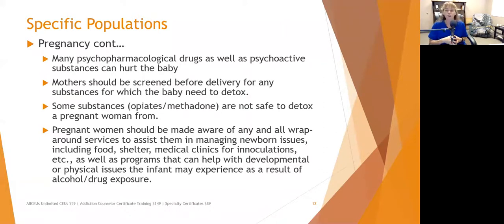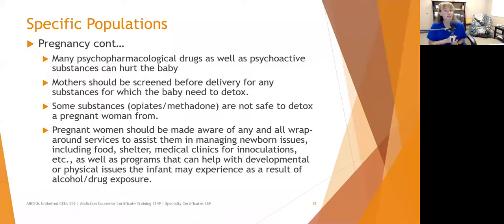Pregnant women should be made aware of any and all wraparound services to assist them in managing newborn issues, including food, shelter, medical clinics and inoculations, help with breastfeeding if necessary, as well as programs that can help with the developmental or physical issues the infant may experience as a result of alcohol or drug exposure. In most places, this is called your early intervention program.